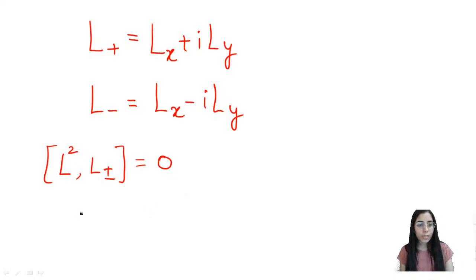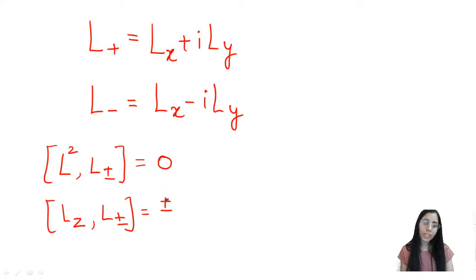If I consider the commutator bracket of Lz with L positive and negative, what will happen in this case? You will just get positive or negative. If it is L positive, you will get a plus sign here. If it is L negative, you will get a minus sign here. So it's going to be h cut L positive negative.